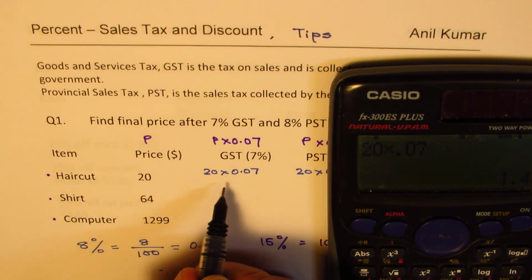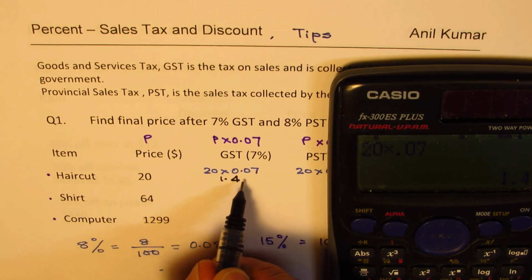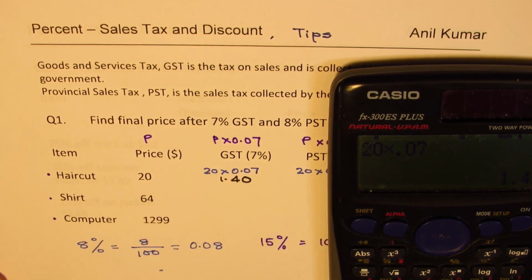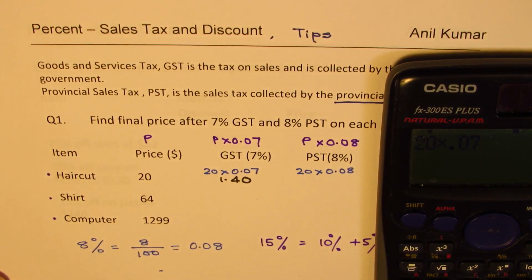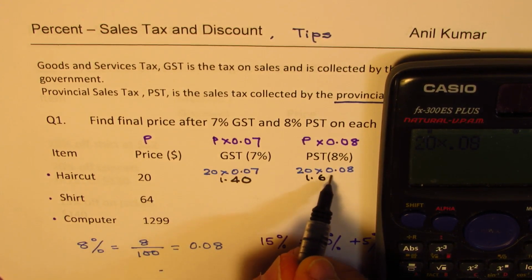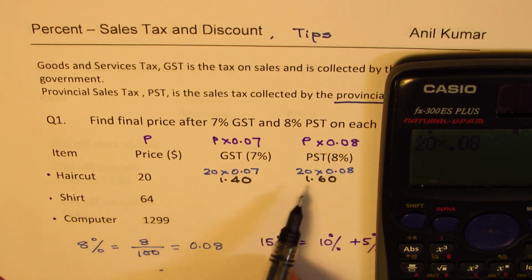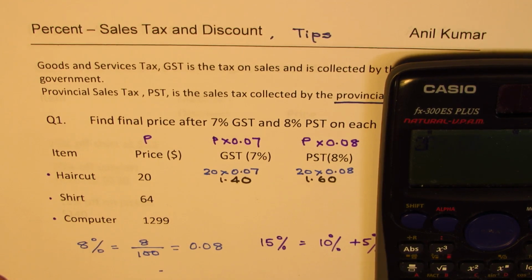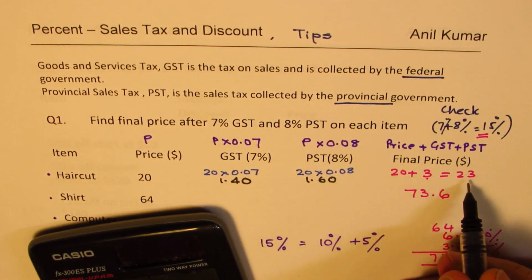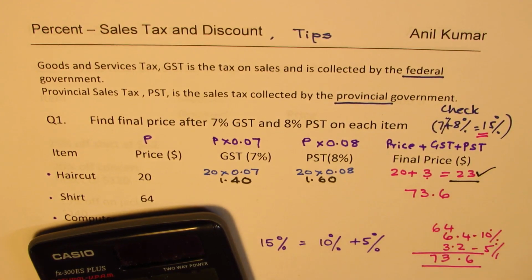1.4, right? So we get this as 1.4. It is good to write two decimal places since we are always looking into cents. So 20 into 0.08 gives us how much? In decimals, 1.6. So it is 1.60. Now if I add all of them, what do I get? That is to say, 20 plus 1.4 plus 1.6. I get how much? I get $23. Did I write 23 earlier? Yes. So it works. Do you see that?